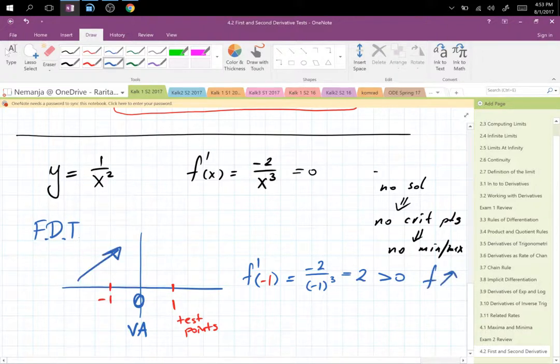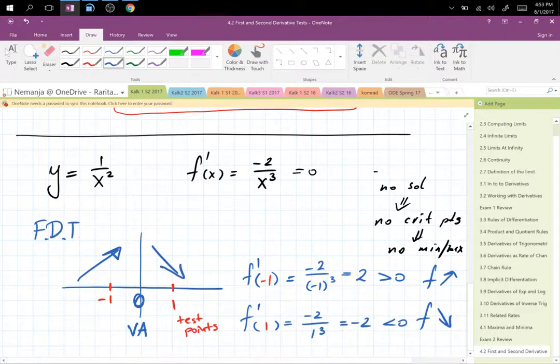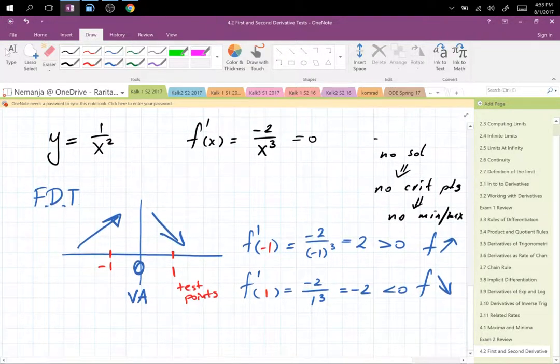So you draw increasing piece here, and then you test +1, which is -2 over 1 cubed. It will give you -2, which is less than 0, and that piece is negative, so it goes like this. Now you can't claim there is a maximum at vertical asymptote because there are no points on vertical asymptote, right? But you still have increasing and decreasing piece.